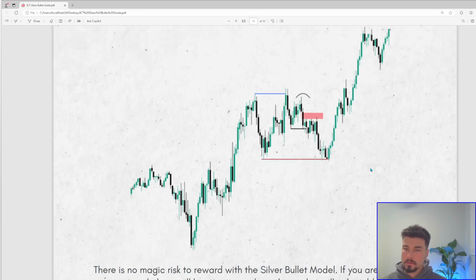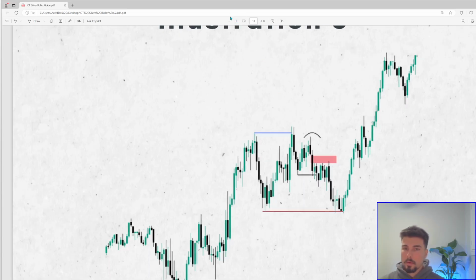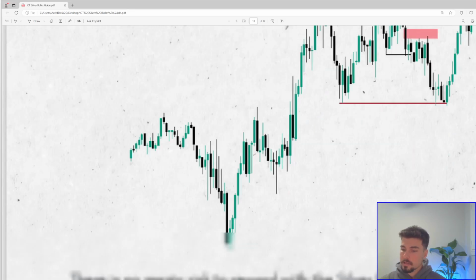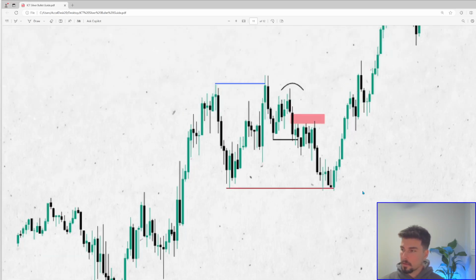Now you might say, well, that short position isn't enough. Price barely comes down. The real, better move was to take longs. But it depends how you look at it. There's always two sides of the coin, because with the silver bullet entry model, guys, there's actually no magic risk to reward. The best success that I've had trading the silver bullet is targeting the low hanging fruit. And if you want to leave a runner, leave a runner. You know what I mean?